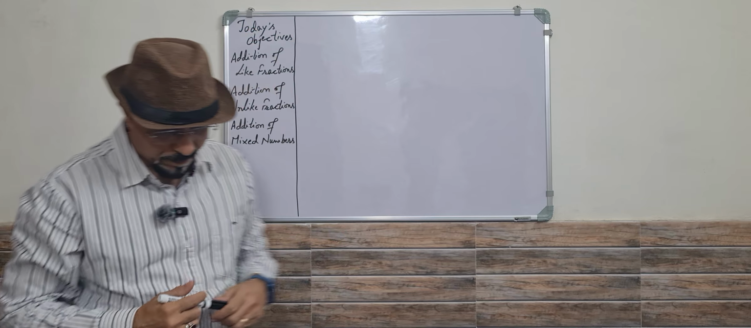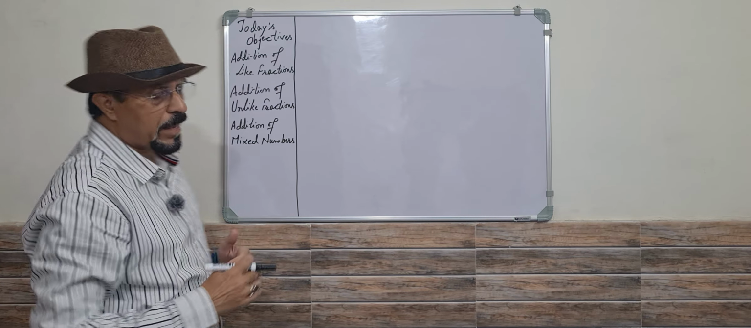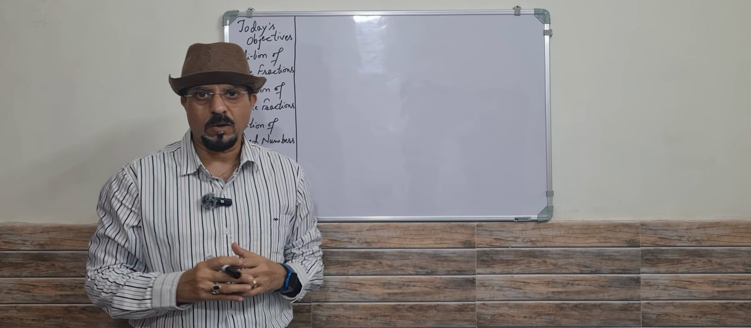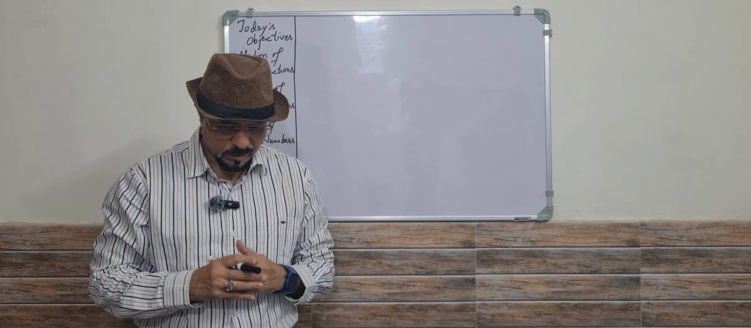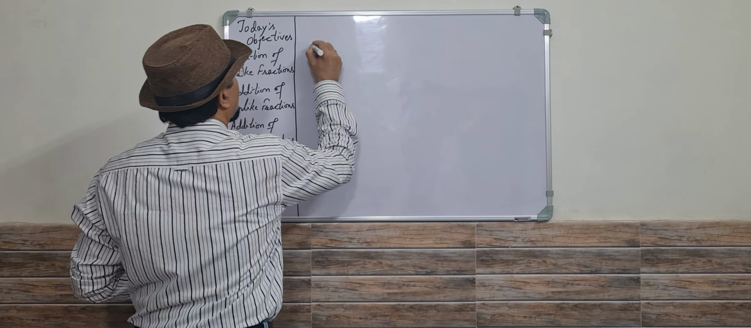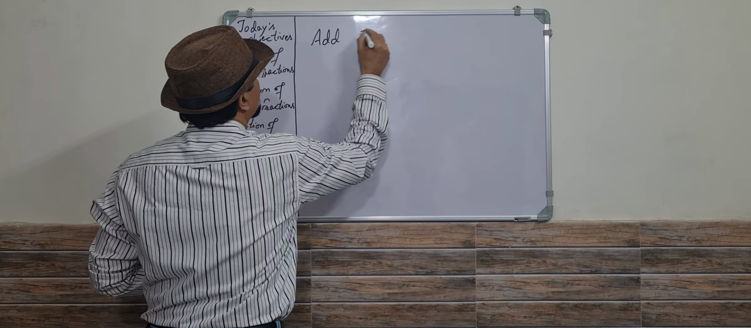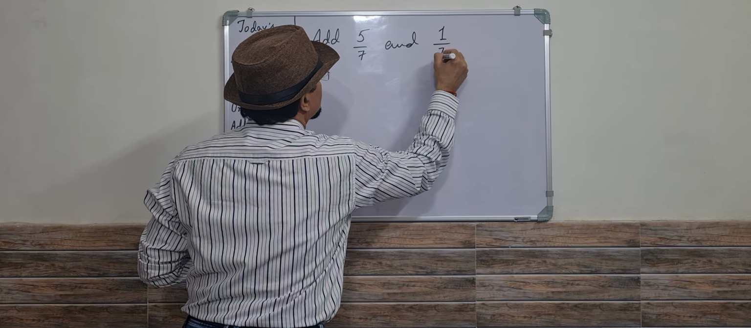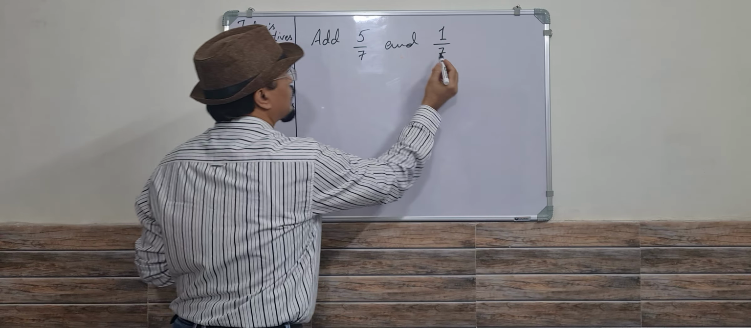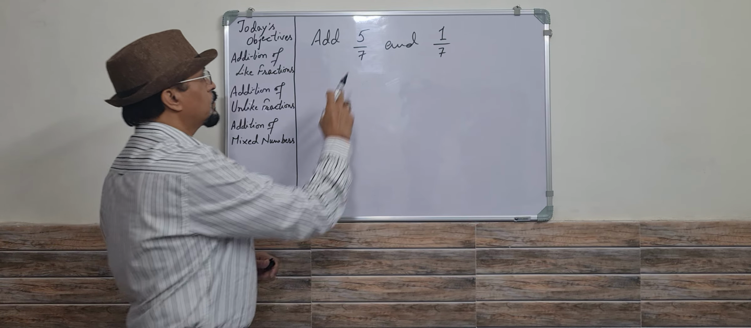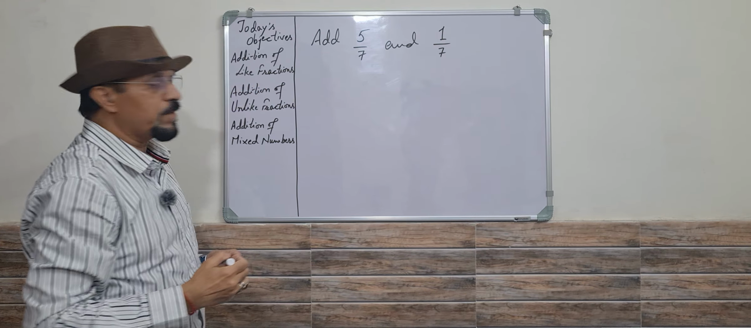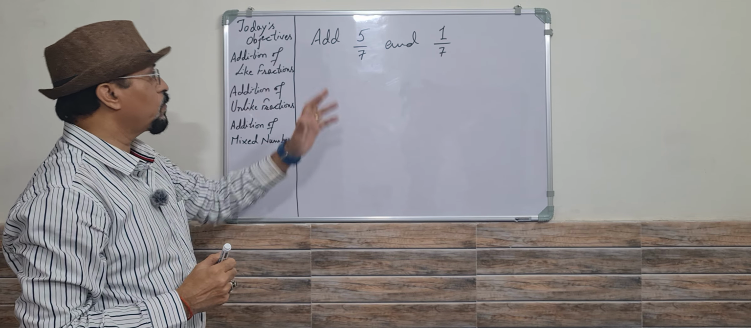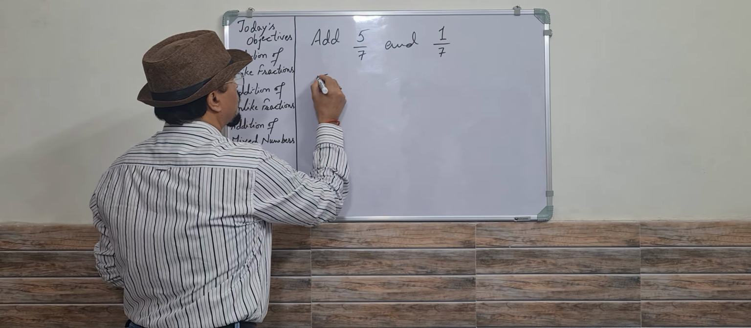So to learn this, I'll take some example. You know that like fractions are those fractions which are having the similar denominators or same denominators. So if I say add 5 by 7 and 1 by 7, these two are the like fractions because the denominator in these two, that is 7, is same and the numerators are different. Whenever we have to add, how will we be doing it?